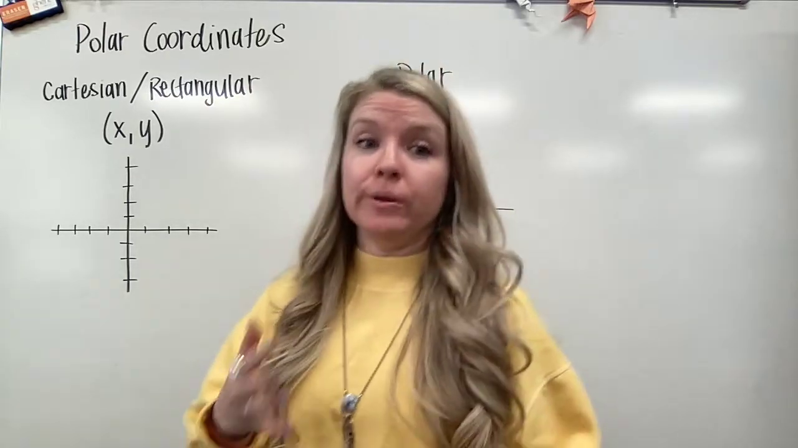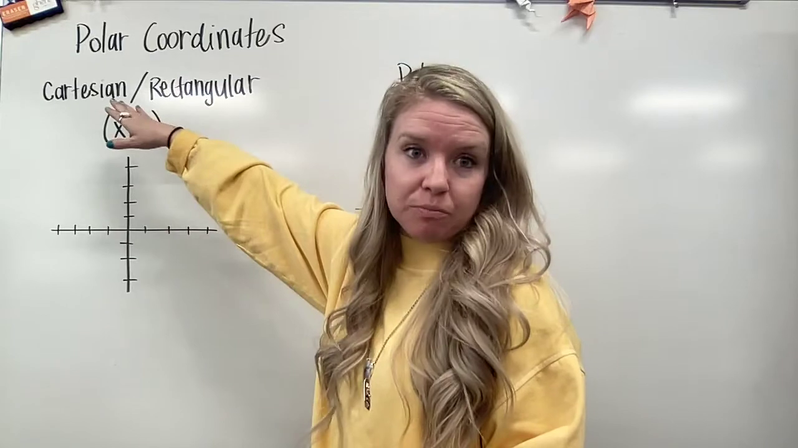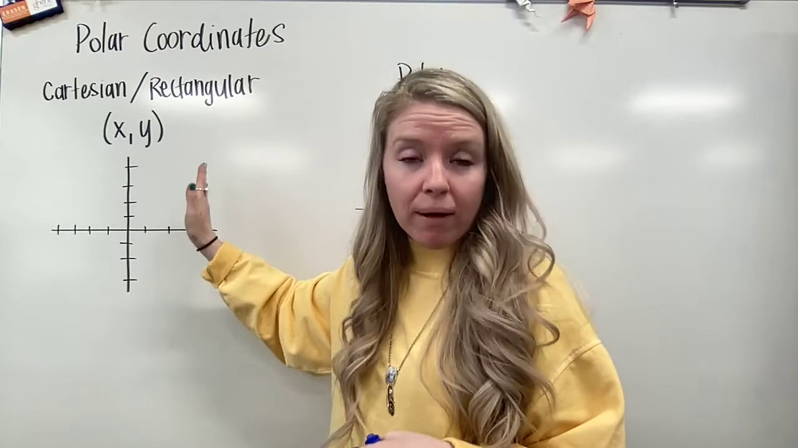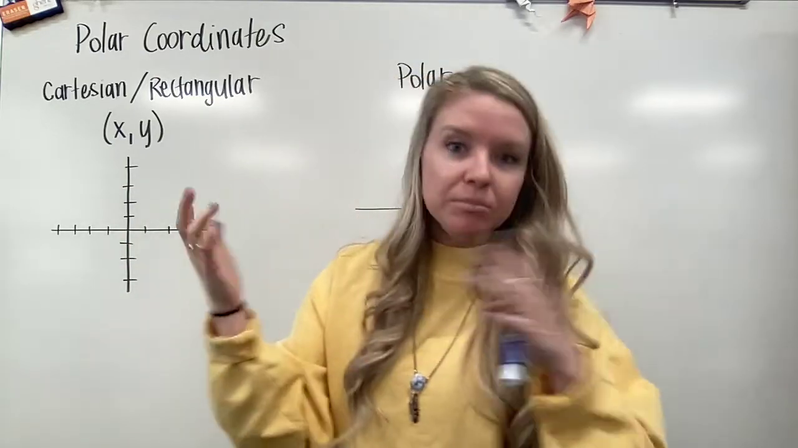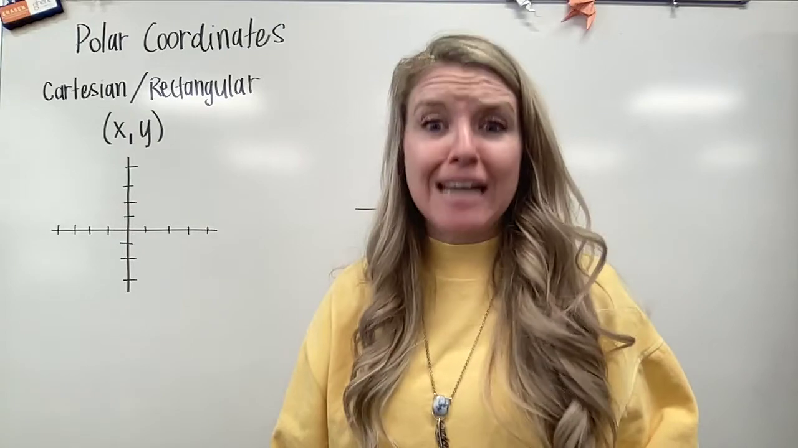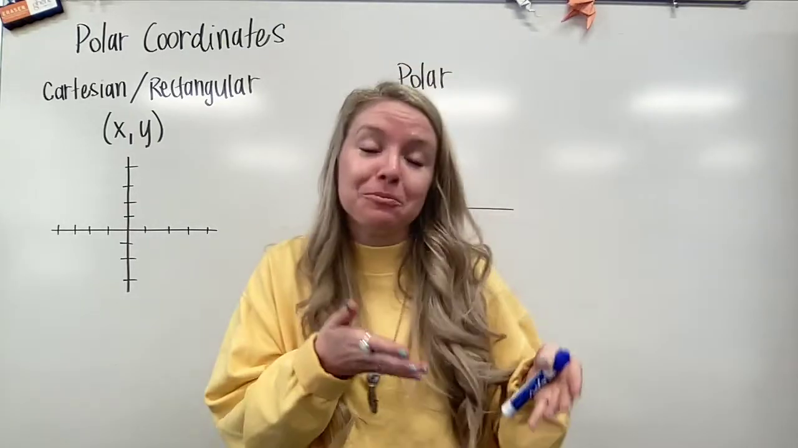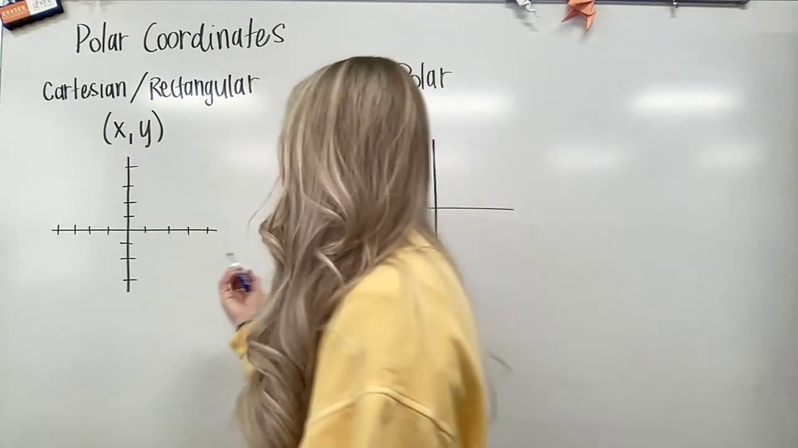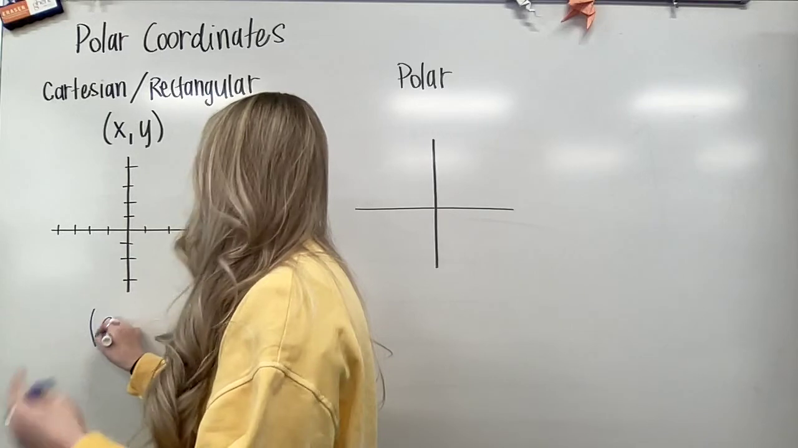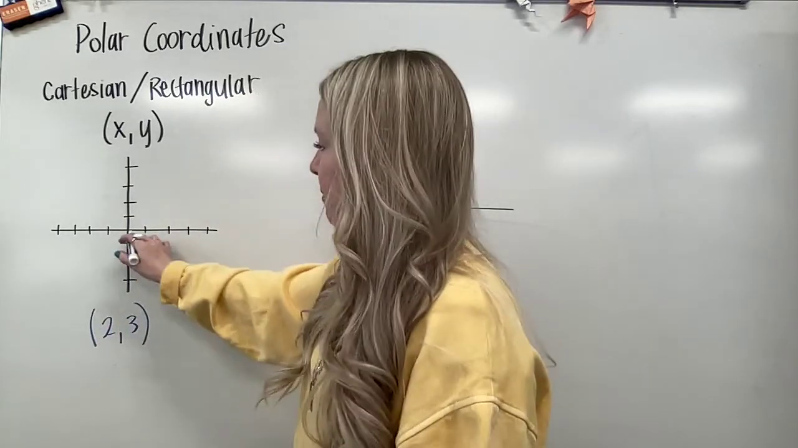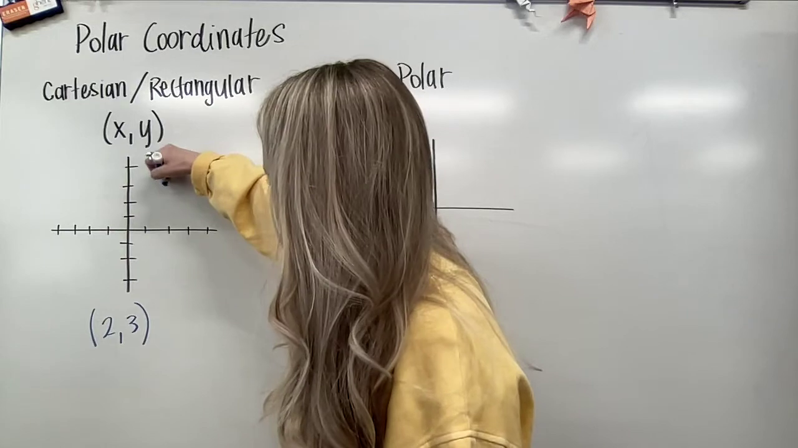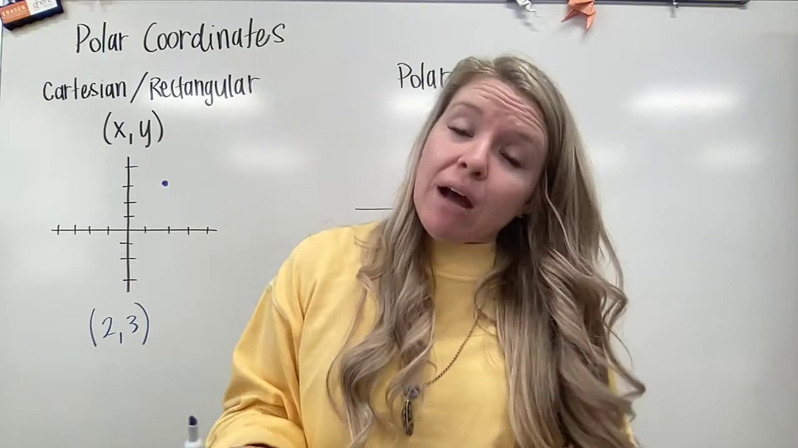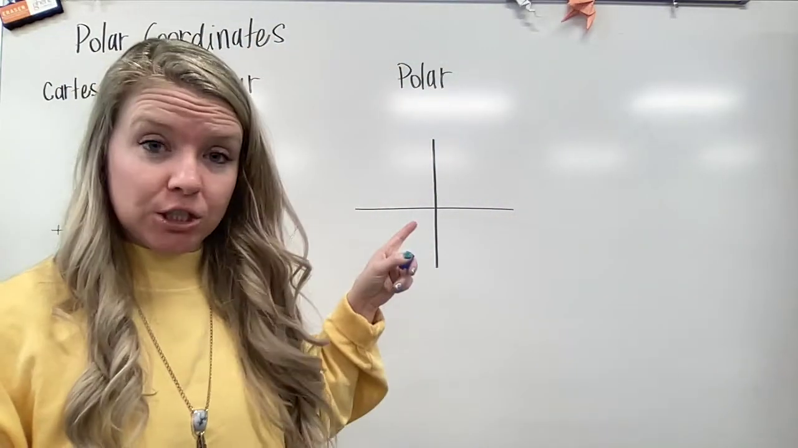What we are used to is working in the Cartesian plane, or in rectangular form. What that means is when we were plotting our points, we always just moved left, right, up, down. Rectangular movements, okay? And our points were always in terms of x and y. So when we went to plot a point, let's say we had the point (2, 3). That meant I went 2 to the right, up 3, and there was my point. Very rigid movements.